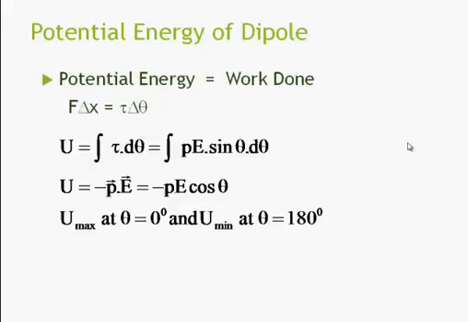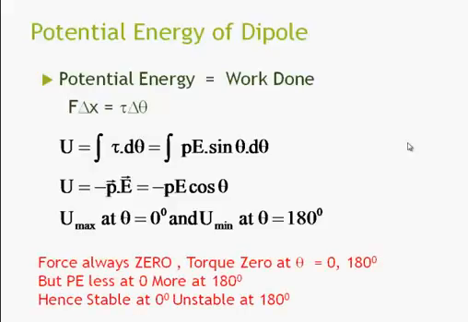Now again, we study that at theta 90 degrees there is no potential energy. But the torque was 0 at two places, where theta is 0 and theta is 180 degrees. When theta is 0, my potential energy becomes minus PE, which is the least. And when theta becomes 180, the torque is 0, but the potential energy becomes plus PE, which is the highest. That means despite there being no torque at 0 and 180, the potential energy in these two cases is not the same. At 180 degrees the potential energy is higher, and at 0 degrees the potential energy is least.